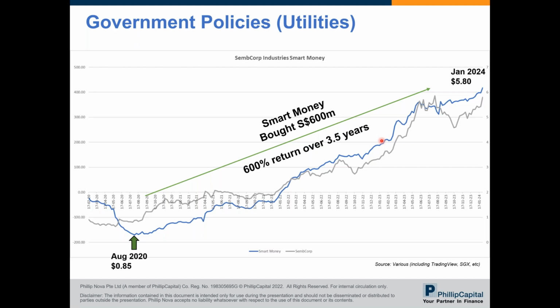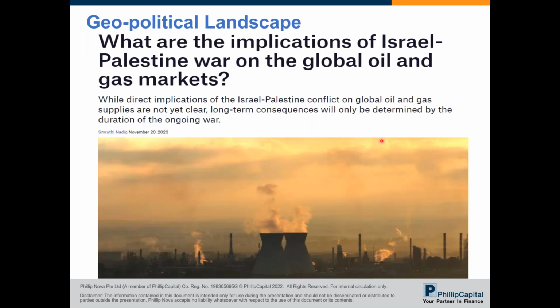So we see that this change in government policy is having a positive impact in the utility sectors. That is why for the last 2 years, the utility sectors has been going up. And especially for Sembcorp itself, Sembcorp is one of the largest utility stock in Singapore, and also in the Straits Times Index.